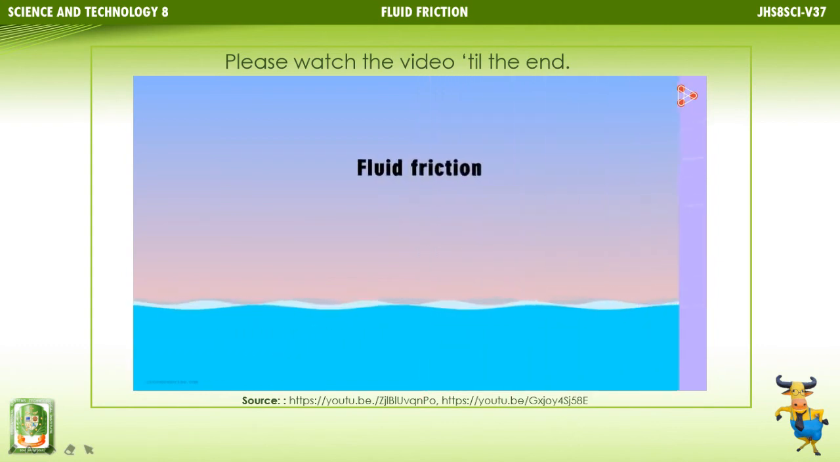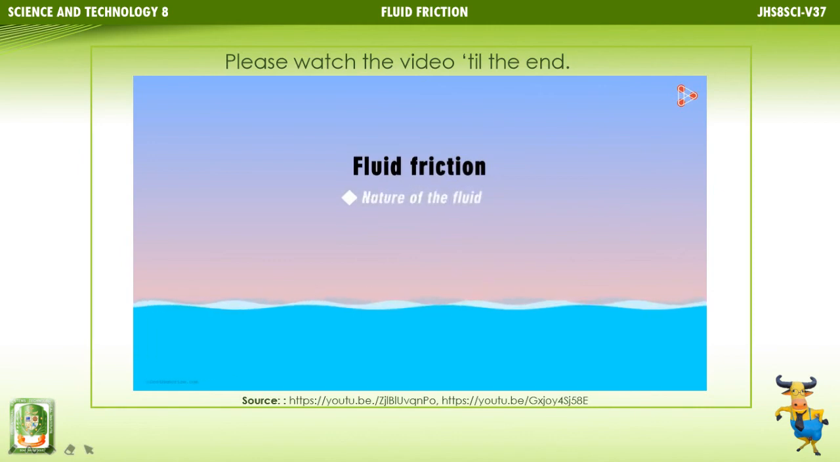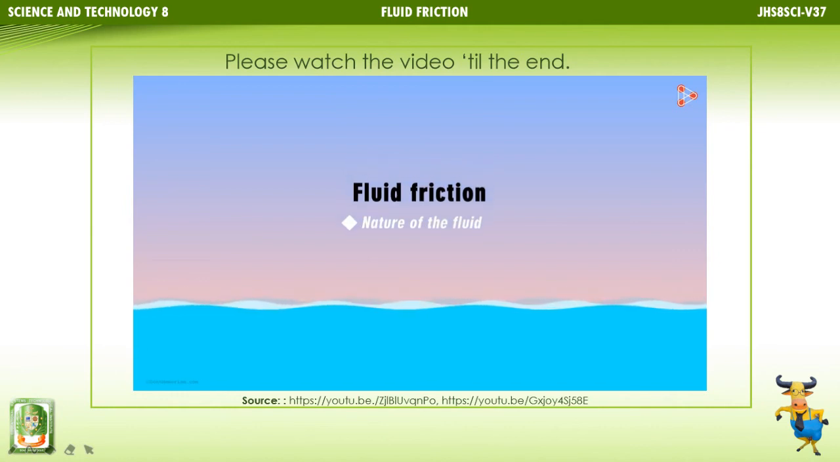What does fluid friction depend on? Let's talk about the first obvious factor. It's the nature of the fluid. To understand this point, you just need to answer a simple question.